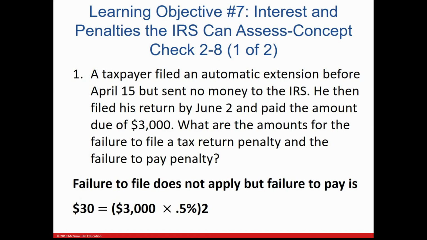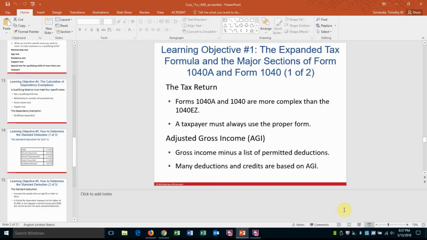We will expand on some of these tax penalties as we move forward in other chapters throughout this course. But it's not an area of emphasis, and so we won't be talking too much about them. If you have any questions on Chapter 2, please let me know.